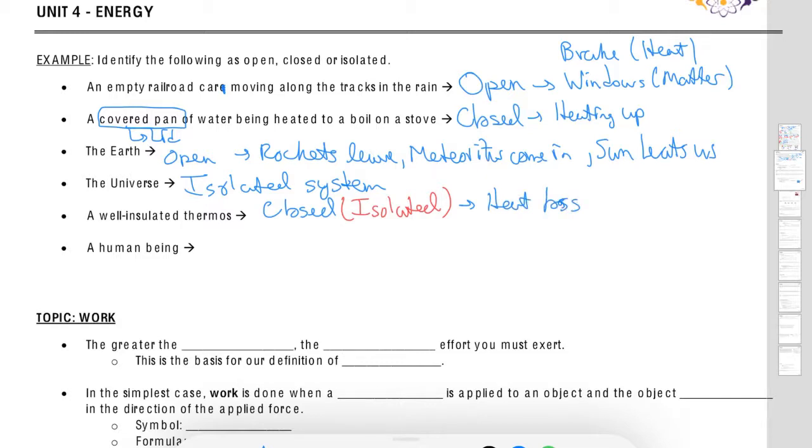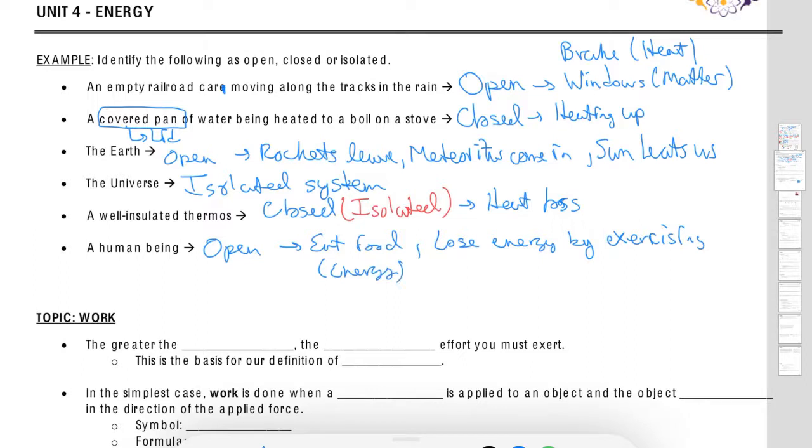All right, a human being, simple enough. A human being is an open system. We eat food, which means matter goes in, and if you want to say we use the bathroom, that means matter leaves. And then we lose energy by exercising, so there's our energy aspect. But also, when we take in food, not only are we taking in mass, we're also taking in energy as well.